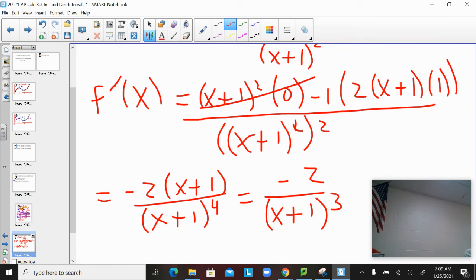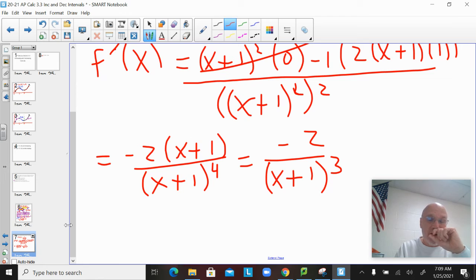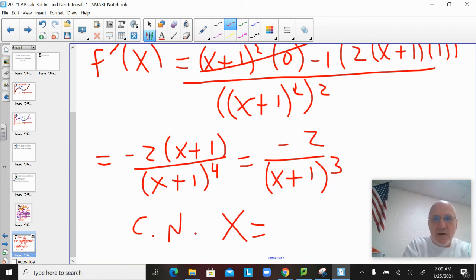Well, I need critical numbers. I need to know where that derivative either equals 0 or where it is undefined. For a fraction to equal 0, the top would have to equal 0. Well, the top of this fraction is negative 2, and negative 2 never equals 0. So this derivative never equals 0. But where is it undefined? Well, I think we can clearly see that if x were negative 1, the bottom would be 0, which is a problem. So my critical number is x equals negative 1.